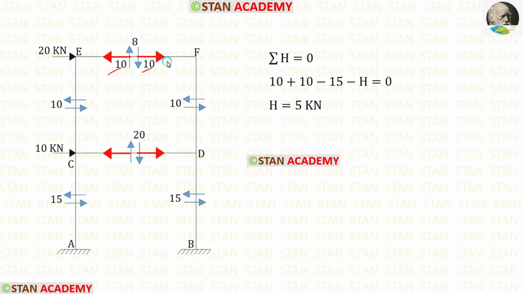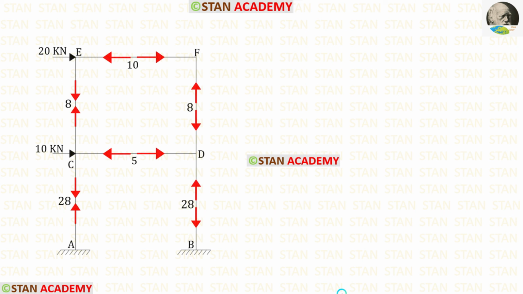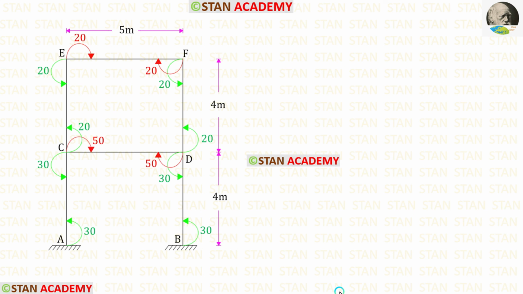Let us apply that. Now, let us take the joint C. This 10 and this 10 are acting towards the right side, so both of them are positive. H and 15 are acting towards the left side, so both of them are negative. Finally, for H, we are getting 5. Let us apply that. We have calculated all of the axial forces. Now, using the moments, we can draw the bending moment diagram.